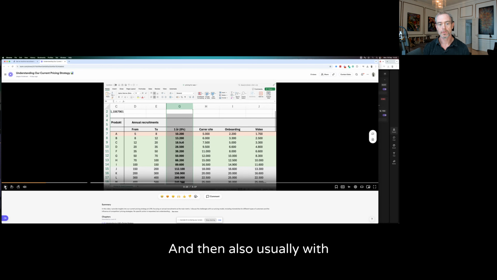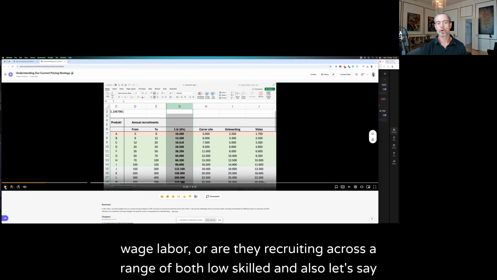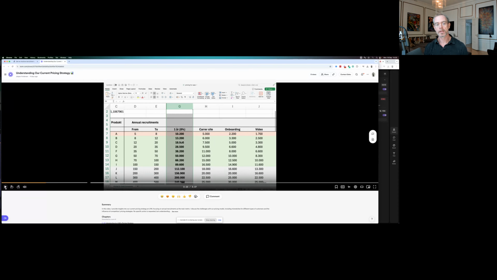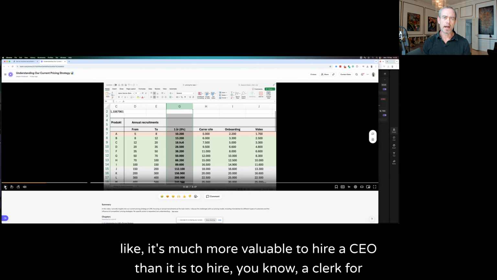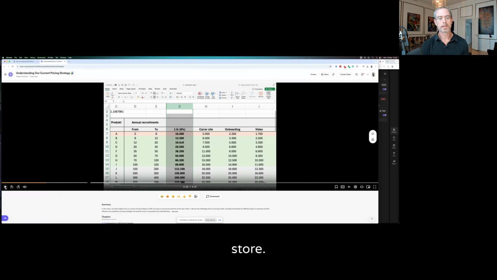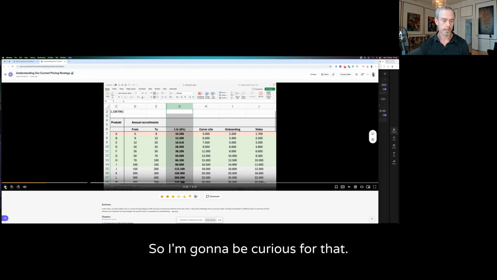And then also usually, so I'm going to look for Elvium here. Are they recruiting only one type, let's say blue collar factory workers, low skilled or low wage labor, or are they recruiting across a range, both low skilled and, let's say, executive search? Because usually there's a density issue: it's much more valuable to hire a CEO than a clerk for a store. If you're just pricing per recruitment, that can throw off your pricing game a little bit. So I'm going to be curious about that.